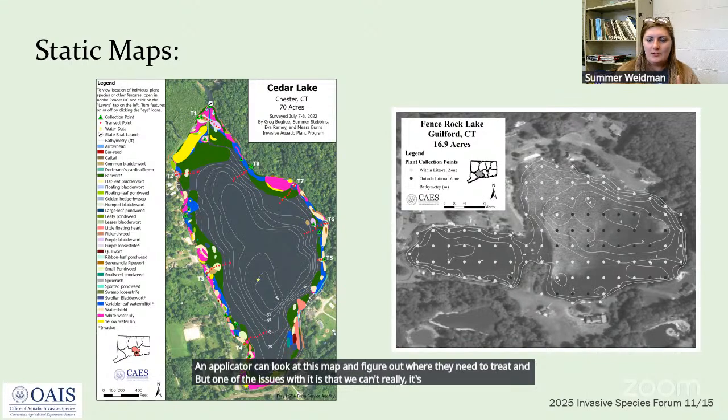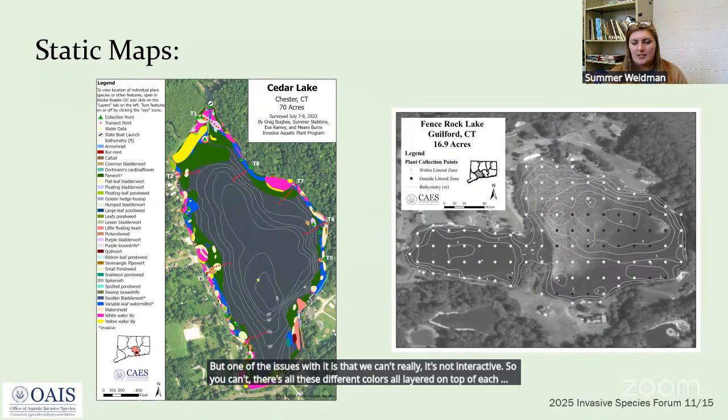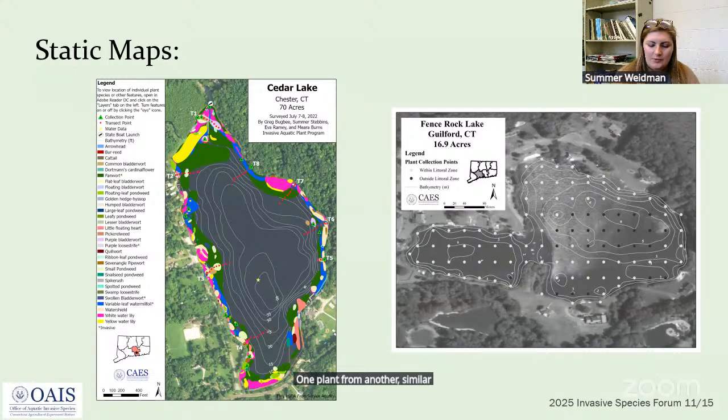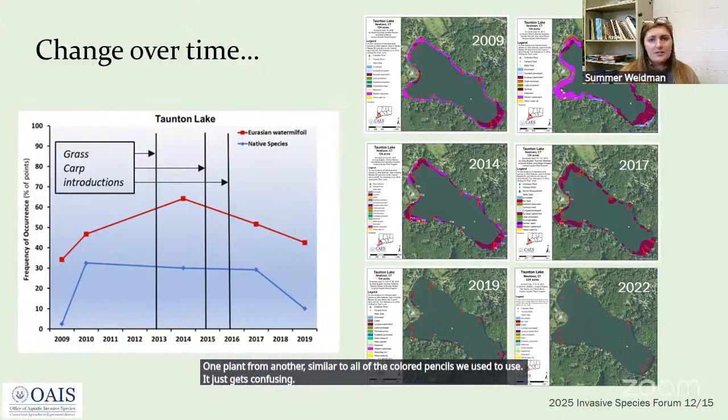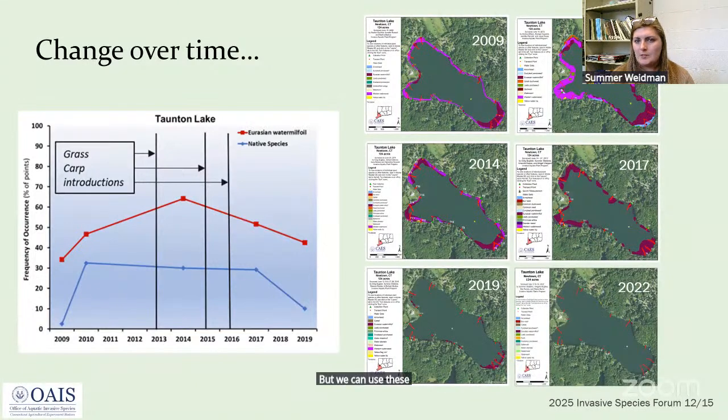So there are all of these different colors layered on top of each other, and sometimes it's hard to distinguish one plant from another, similar to all of the colored pencils we used to use. It just gets confusing. But we can use these maps to display change over time.